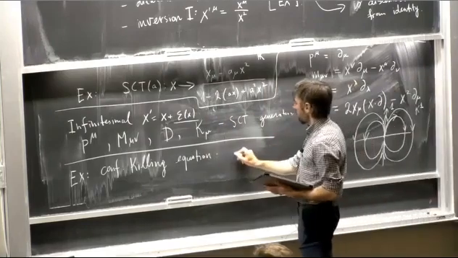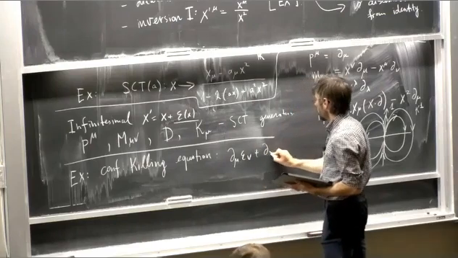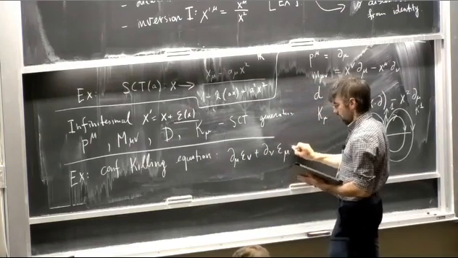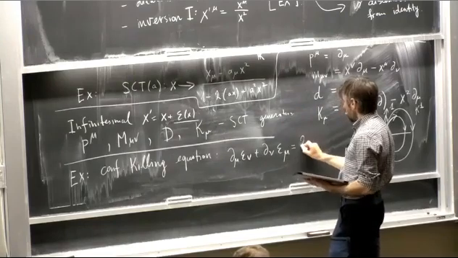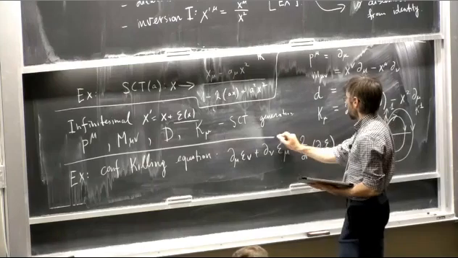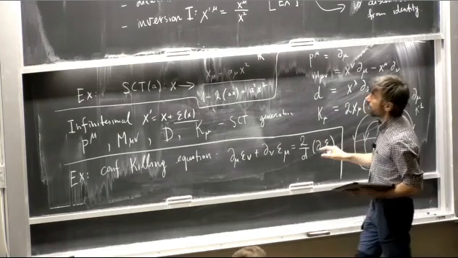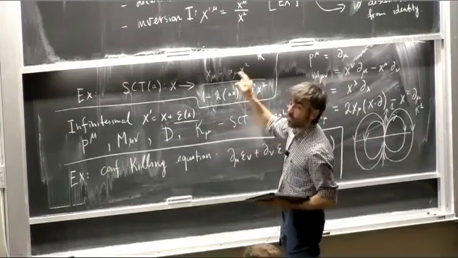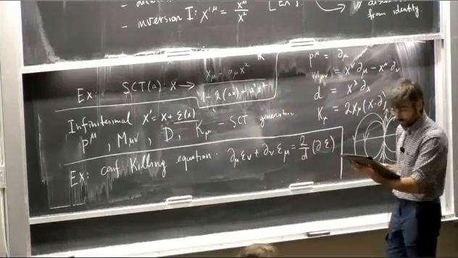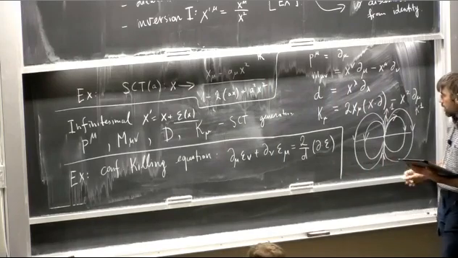The conformal Killing equation says that d_mu epsilon_nu plus d_nu epsilon_mu equals 2 over d times delta_mu nu times d·epsilon. And in fact, by using this conformal Killing equation, you can show that in d larger than 2, there are no other conformal transformations apart from the ones that I already wrote down.